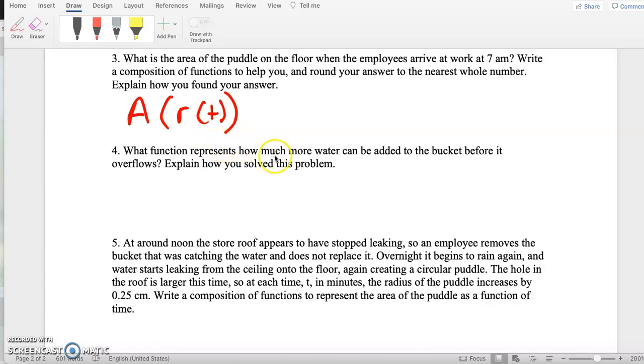What function represents how much more water can be added to the bucket before it overflows? Explain how you solved this problem. Here's where we want to go back to our functions f of x and g of x and figure out what they represent. One represents the entire volume of how much water can be held in the bucket, and one represents the amount of water in the bucket at 10 a.m. So we want to figure out how much more water can be added to the bucket before it overflows.